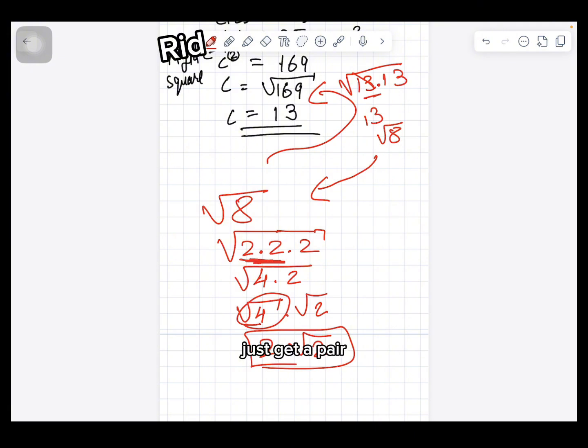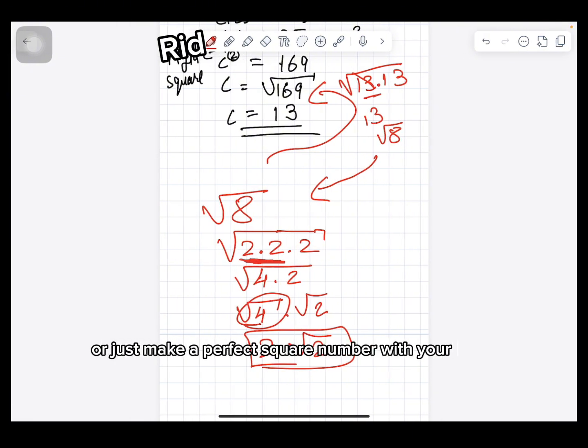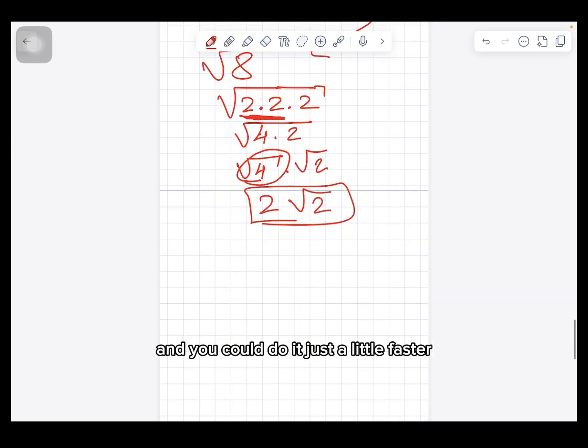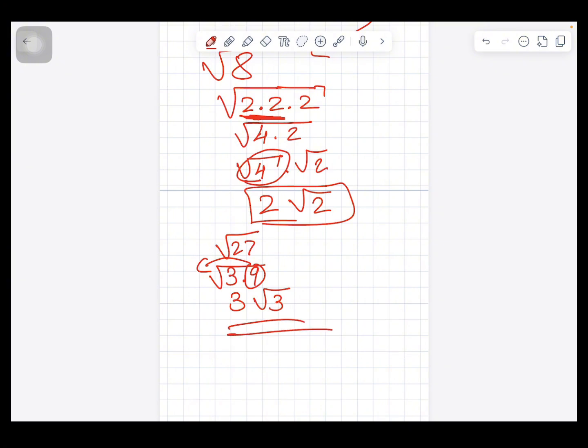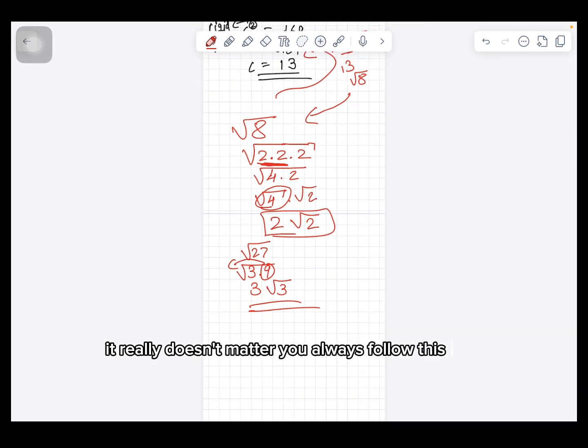Just get a pair, or make a perfect square number with your value, and you can do it a little faster. I'll show you another example, which is root 27. That's basically root of 3 times 9. The 9 gets out because it's a perfect square. It's just 3 root 3. Simple as that. Numbers can be higher, it really doesn't matter. You always follow this step.